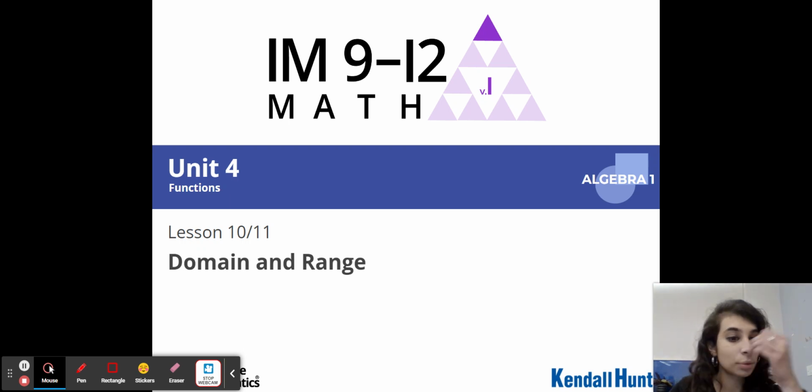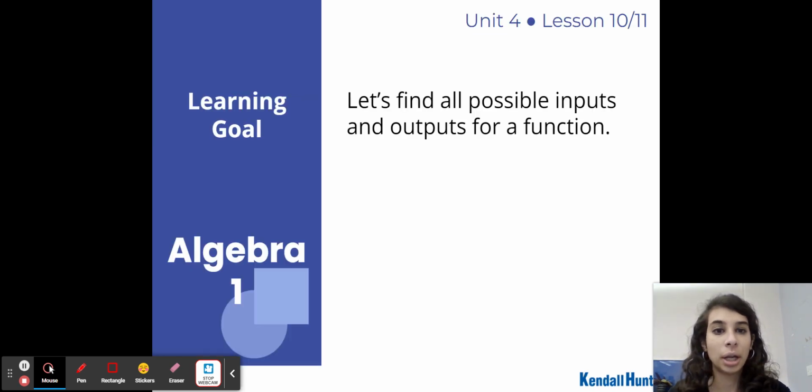In this conversation, we're transitioning out from before the mid-unit assessment and now talking about specific types and specific details about our function. So in the rest of this unit, we're going to be talking about different types of functions and how we can classify and understand more details regarding these functions. Our goal for today is let's find all the possible input and output values of a function.